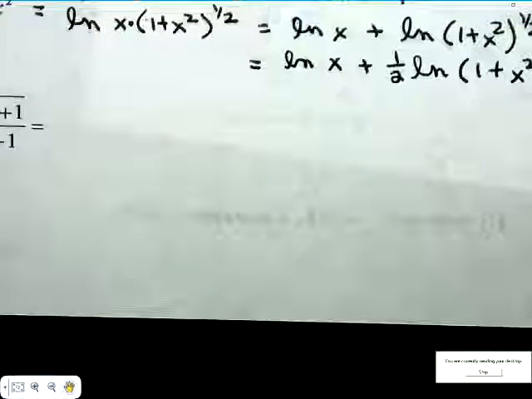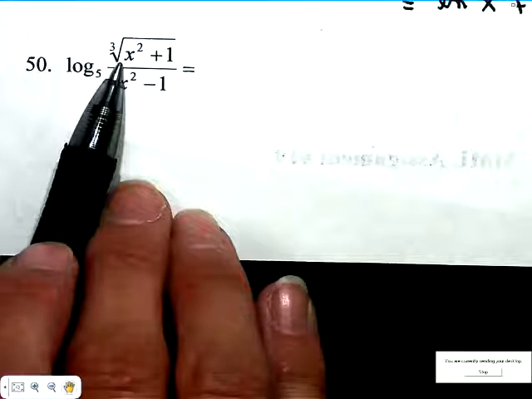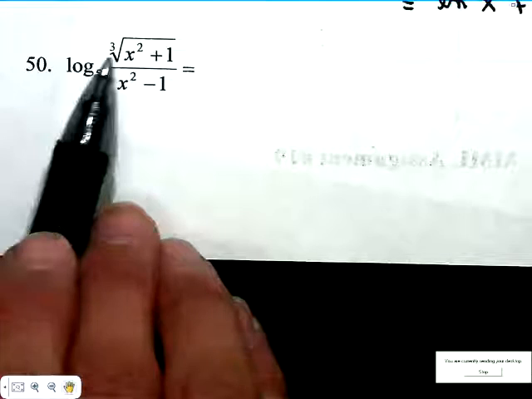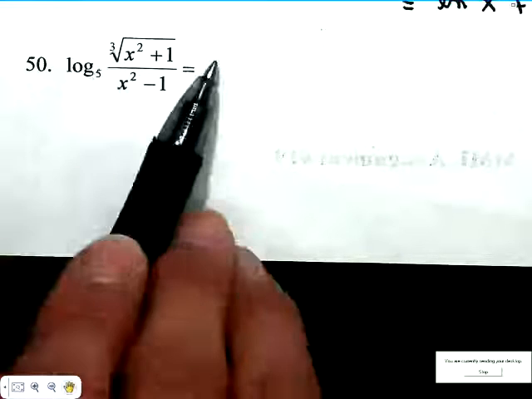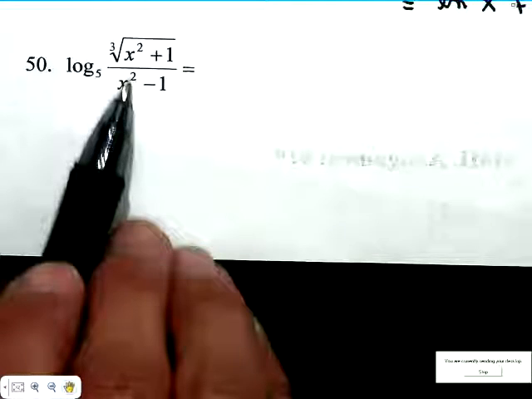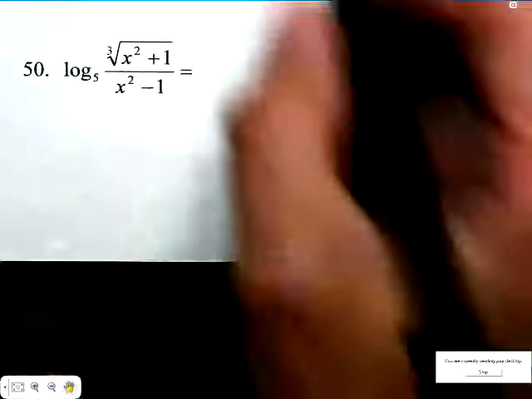All right, one more of these, number 50. What exponent means cube root? 1/3. And I'm going to go ahead and do two things at once here. Not only change that cube root to the exponent 1/3, but I'm also going to go ahead and say when I have log of a quotient, do I take it apart as a sum or a difference? Difference.